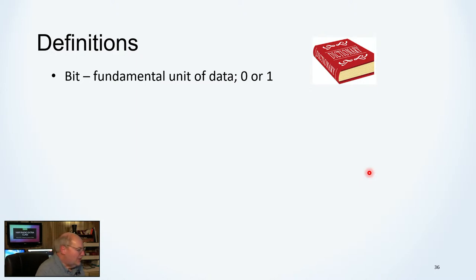So first of all, some definitions. Those of you that were with us when we went through the General class will see some things that are reviewed here, which will enhance what you learned before. And if this is new to you, these are useful concepts. So a bit is the fundamental unit of data. It's either a zero or a one. Now, does anybody know where the term bit came from? Well, it's a contraction of binary digit. A binary digit is a bit. It's either a zero or a one.